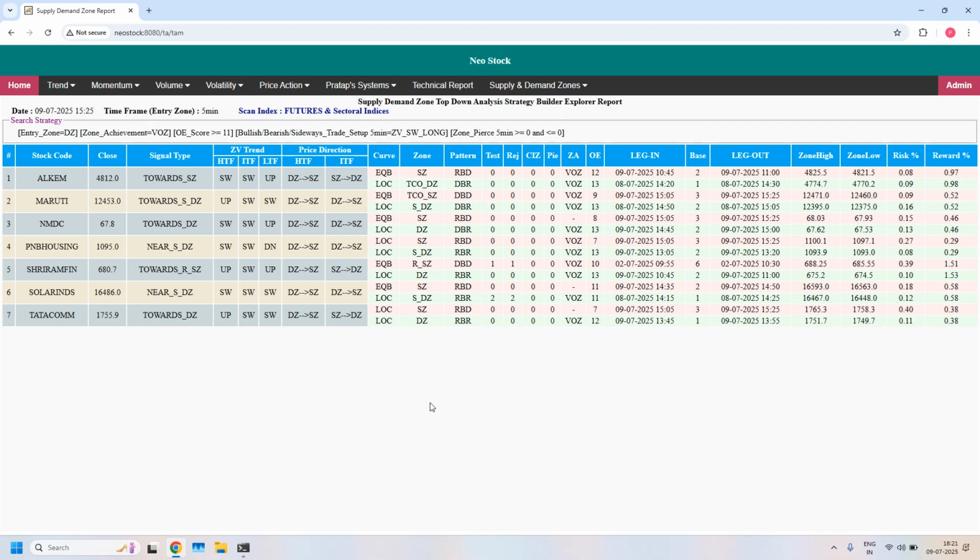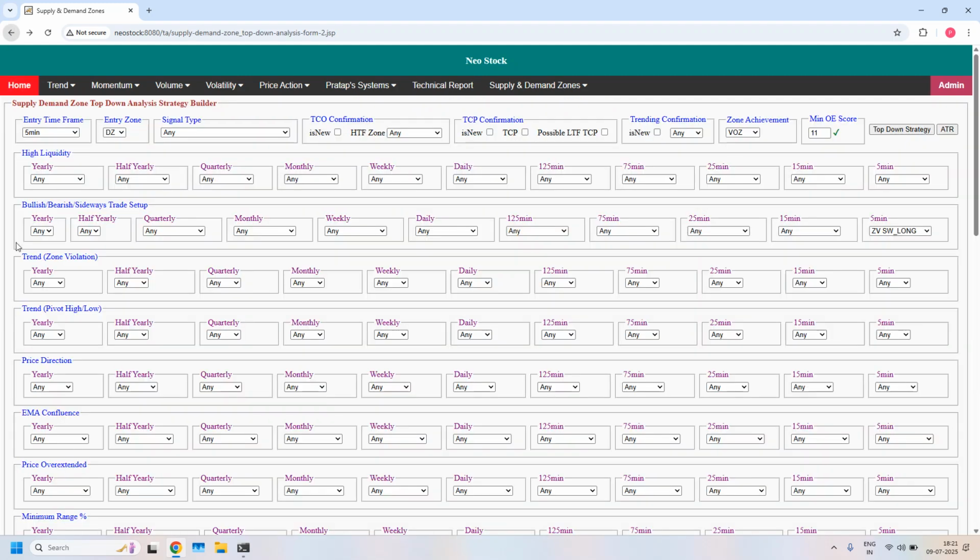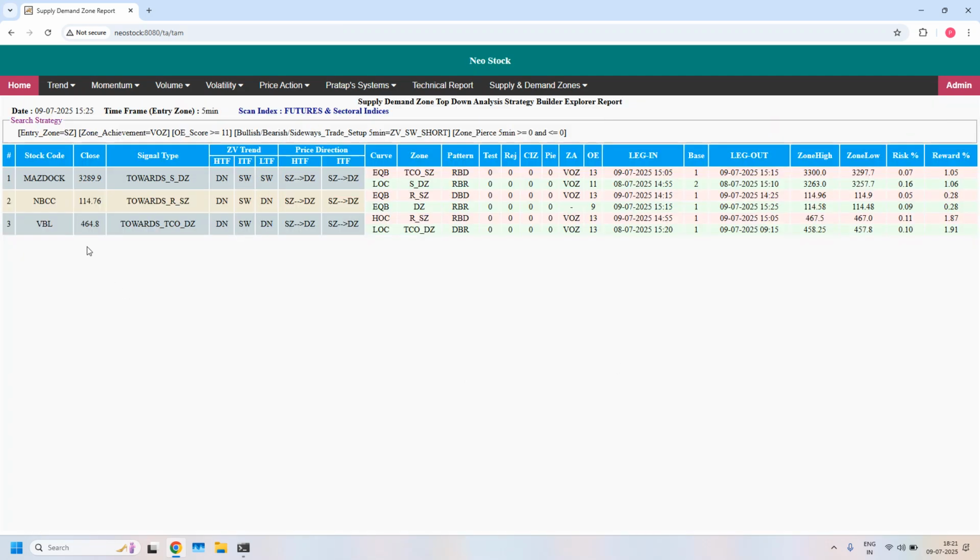Next, sideways short trade setup for hourly income trade. Changes are 5 minutes supply zone and one more change, sideways short. With these filters, we got 3 stocks. Entry time frame zones are 5 minutes supply zones.